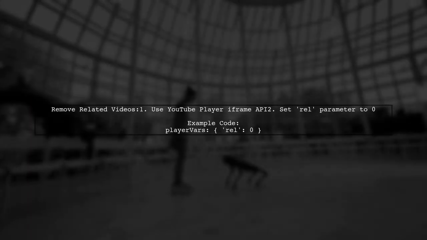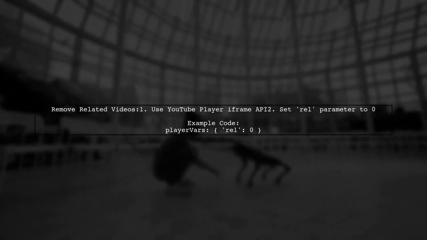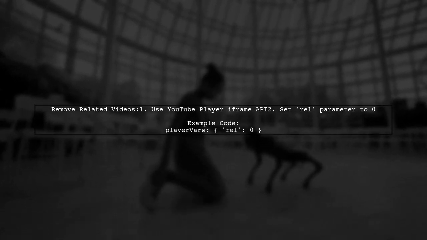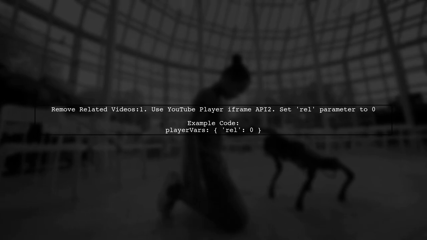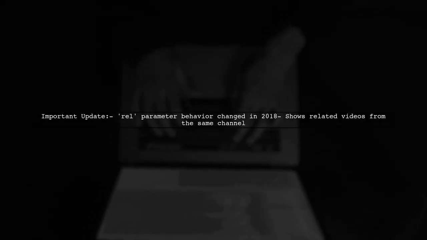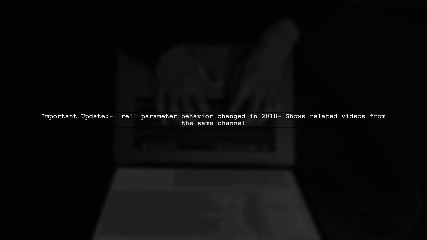Let's now look at a user-suggested answer. To remove related video suggestions from a YouTube embed, use the YouTube Player iframe API. Set the rel parameter to 0 in your player configuration. Note that since October 2018, setting rel to 0 will only show related videos from the same channel, not disable them entirely.